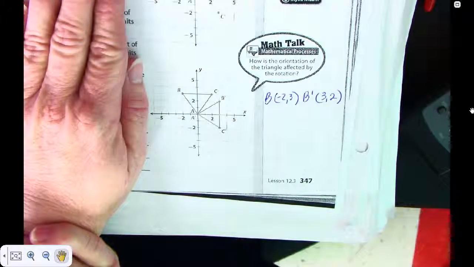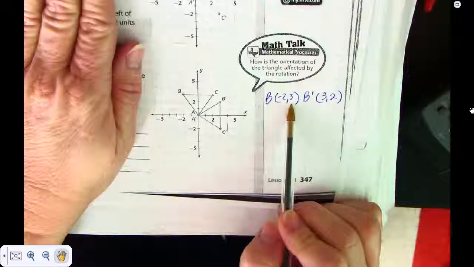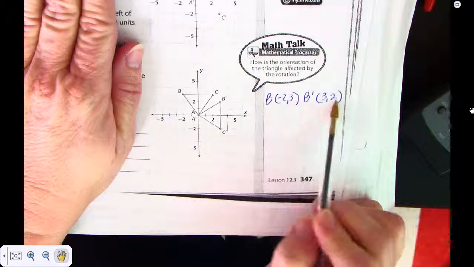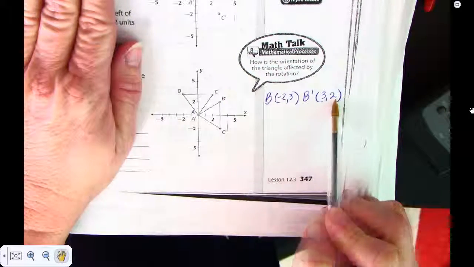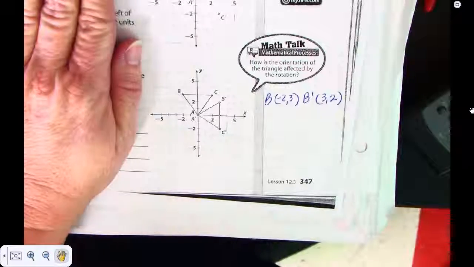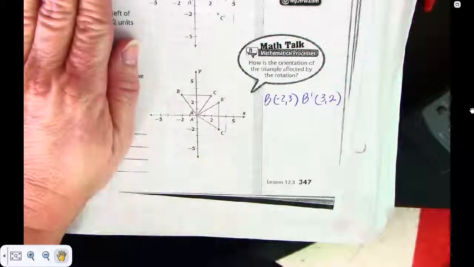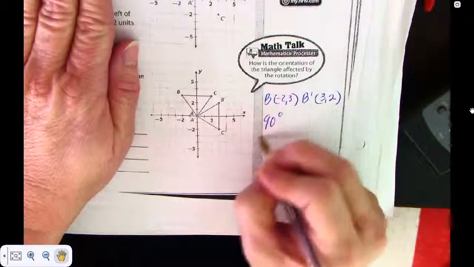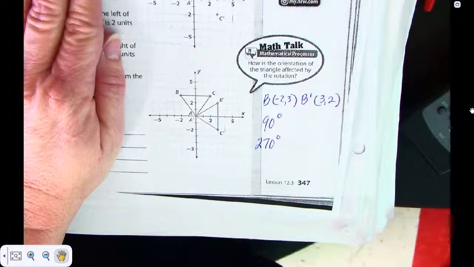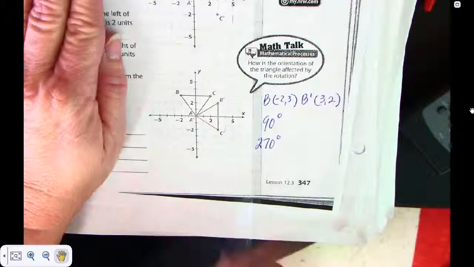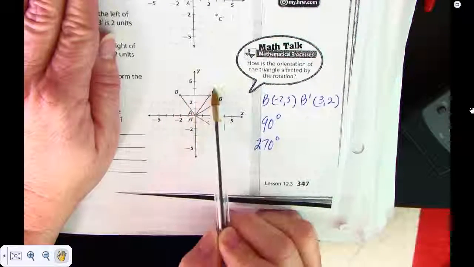So, what happened here? What do you notice about the numbers? They switched, didn't they? Let's not worry about the signs right now. Let's just look at the numbers. What happened to the numbers? They switched, so it's going to be 90 degrees or 270, because we switched the numbers. Now, if you notice, the pre-image is in quadrant 1 and 2.